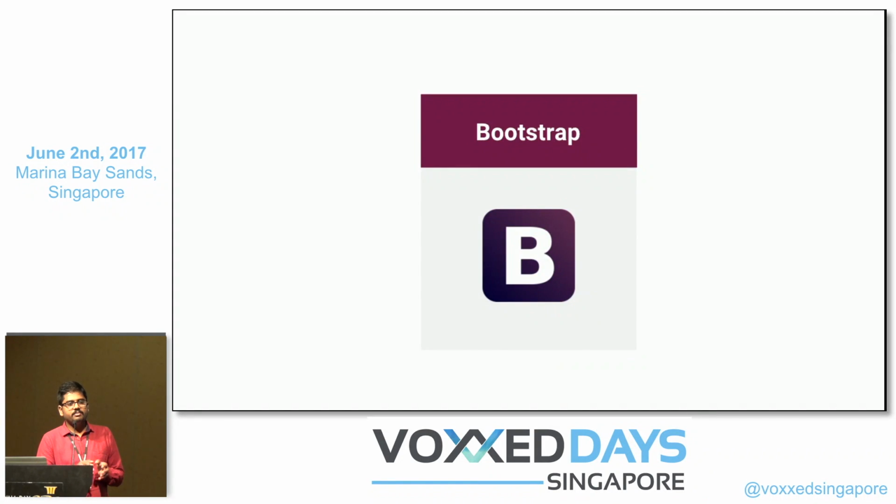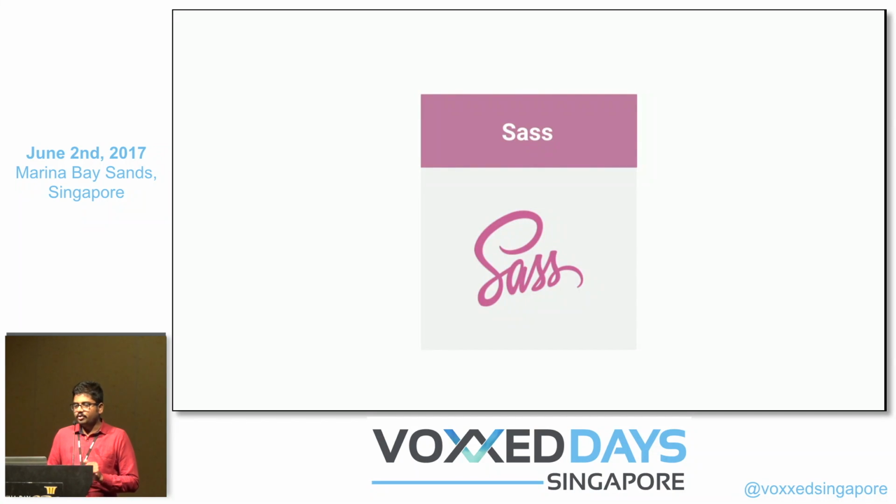So we do have Bootstrap for all the UIs. We started with Bootstrap 3 in Angular 1, and we are now using Bootstrap 4 for Angular 2. We do have support for Sass. You might have seen it in the questions. You can use Sass, and we do have plugins that are written to convert Sass into CSS.